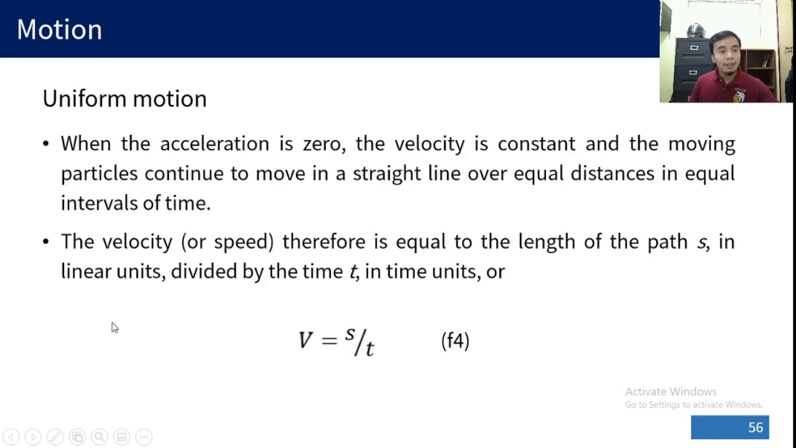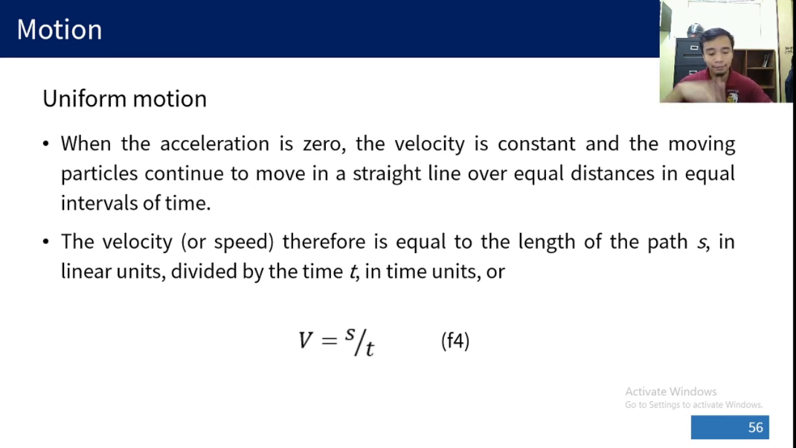Okay, so first is uniform motion. Uniform motion is the first classification of motion, where the acceleration is 0. So if the acceleration is 0, the velocity is constant. Since acceleration is the time rate of change of velocity, if the acceleration is 0, therefore the velocity is constant, and the moving particle continues to move in a straight line over equal distances in equal intervals of time. Thus, hence the constant velocity.